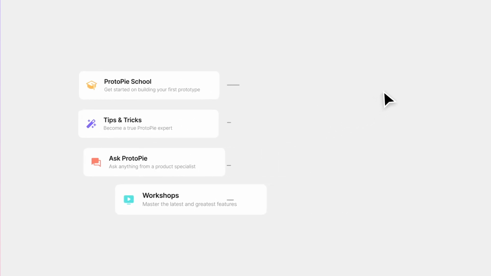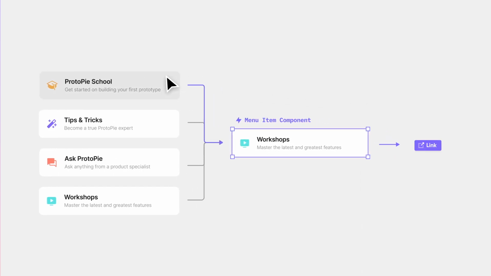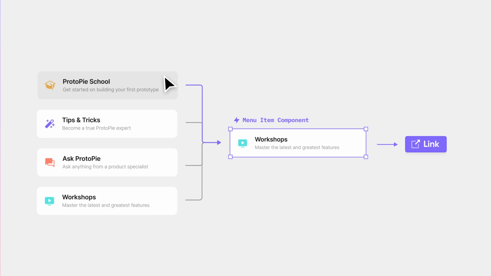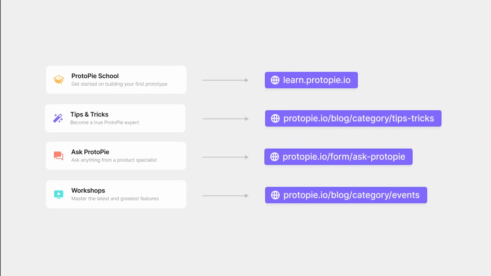However, since all these component instances come from the same main component, they all led us to the same link when clicked. We don't want that. So, how can we customize our component instances to lead us to different places? It all starts with customizing the attached link using ProtoPie's variable feature.